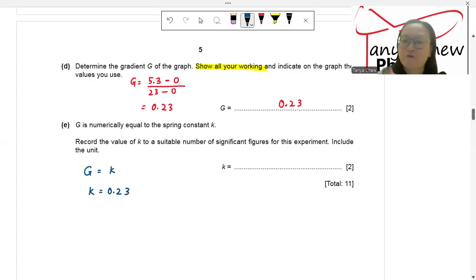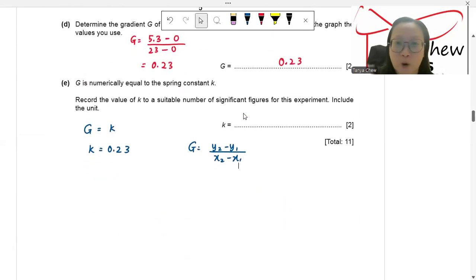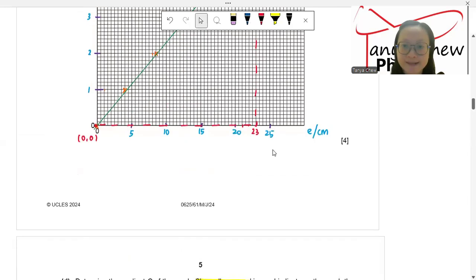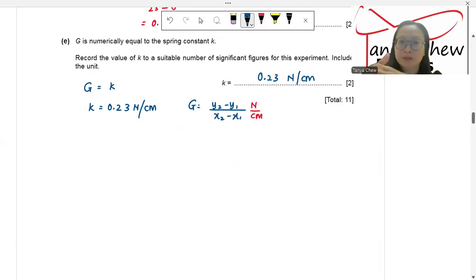Now, to find the unit of K, right? Remember, how do we calculate G? G is calculated from the difference between the two y values divided by the difference between the two x values. First, you look at the unit on your y-axis because you take the y-axis divided by the x-axis. So the unit of the y-axis is Newton. What about the unit on the x-axis? It is cm. So Newton divides cm. Therefore, the unit of gradient is Newton per cm, and the unit of K would be the same. Newton per cm. I put 0.23 Newton per cm. Remember, significant figures can be 2 to 3 significant figures. That's it.